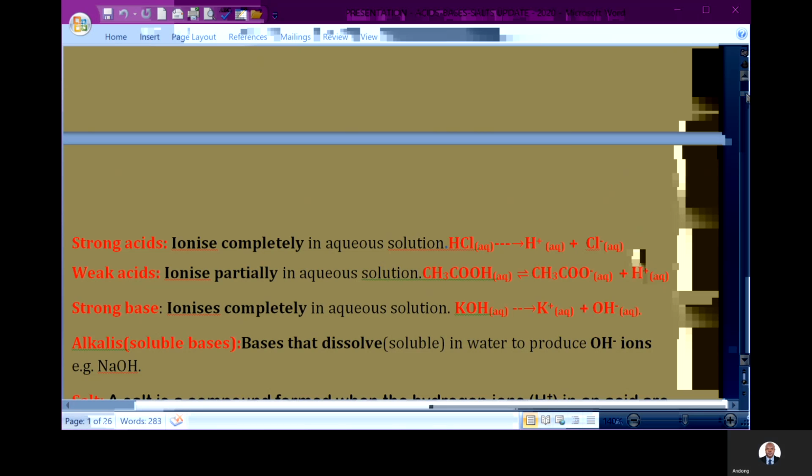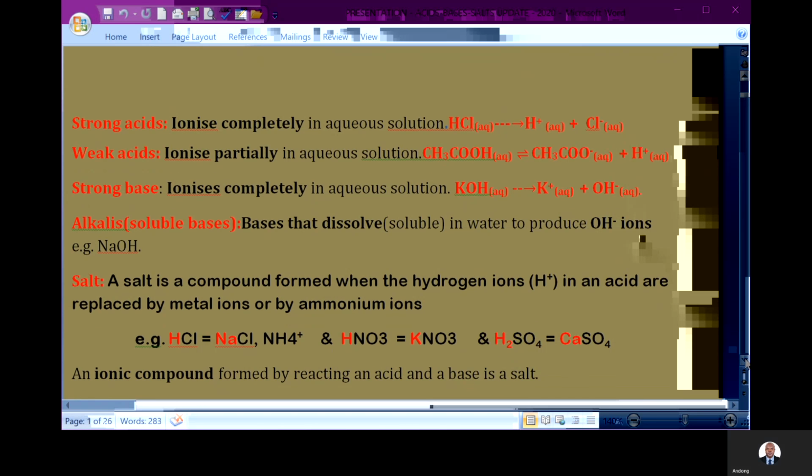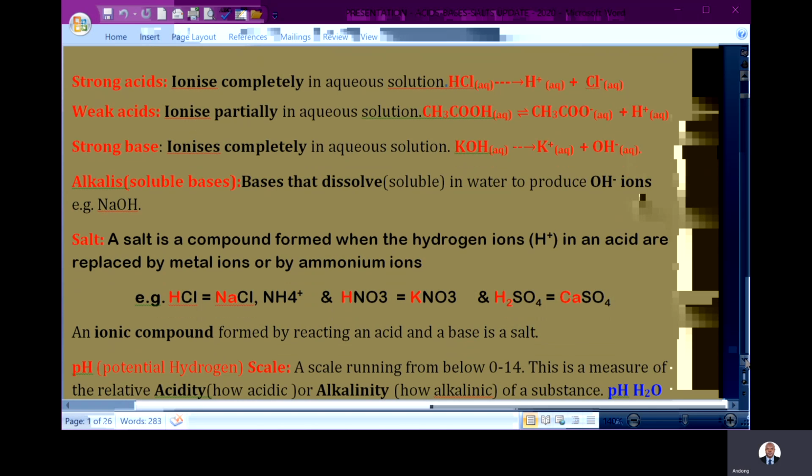We say strong acids will ionize completely. That is, they will dissociate completely, releasing all the hydrogen ions in solution. That is why all strong acids will react vigorously with metals, because the solution contains a high concentration of hydrogen ion.